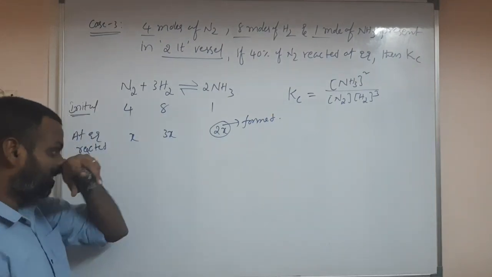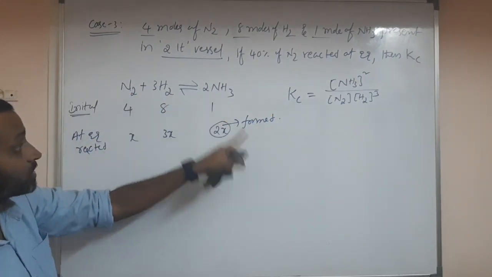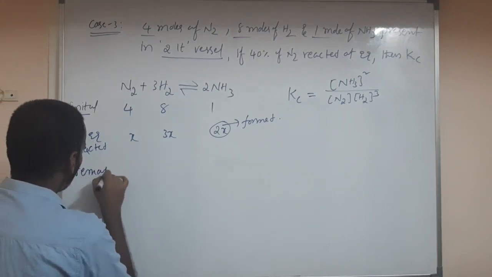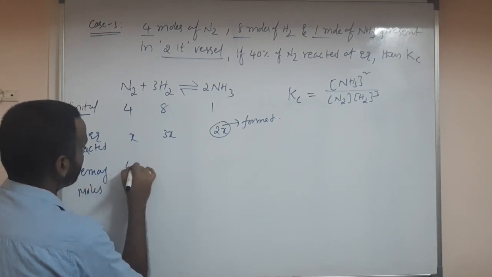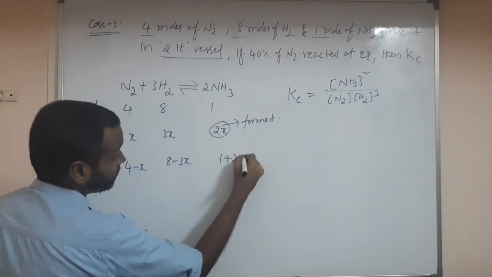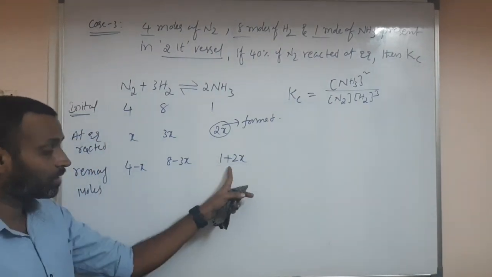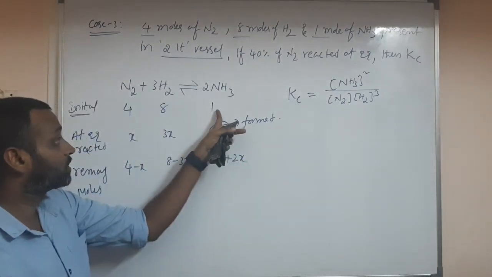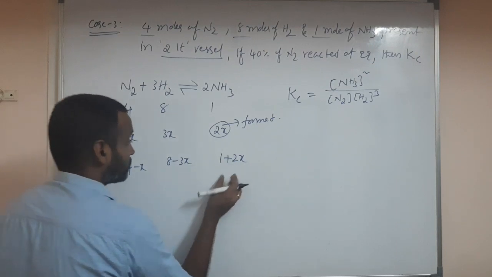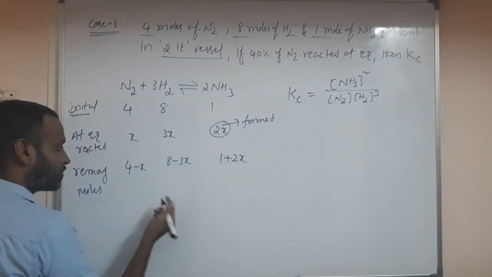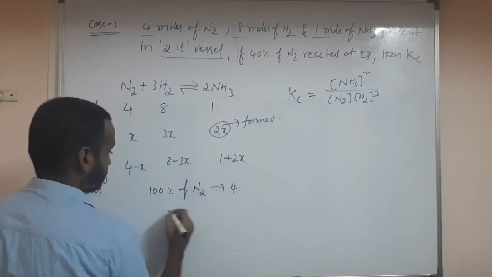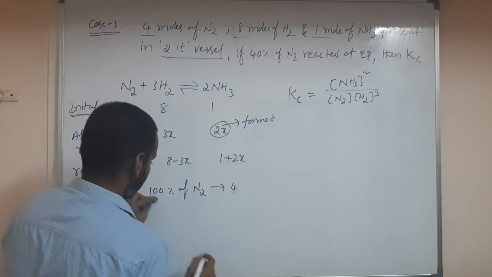There is a difference: reactants will be consumed, products will form. So what remaining moles do you have? Here 4 minus x, here 8 minus 3x, but here 1 plus 2x. Why 1 plus 2x, sir? Initially 1 mole is there, and 2x moles formed. So 1 plus 2x, 8 minus 3x, 4 minus x. Same story. 100% of N2 is 4. 60% how much?